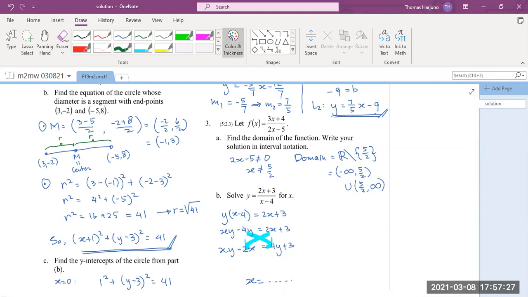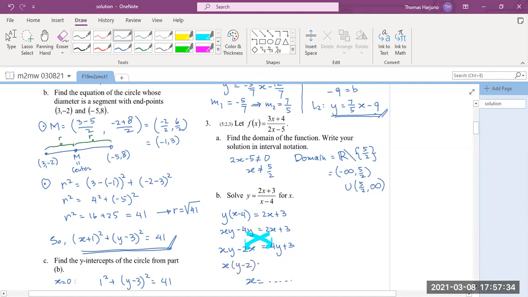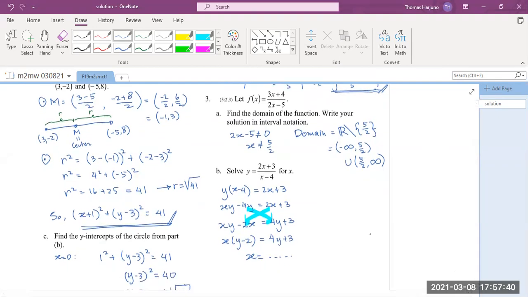Okay, and then we factor the x. x times (y minus 2) equals 4y plus 3. Therefore, the final step, x is equal to (4y plus 3) over (y minus 2).